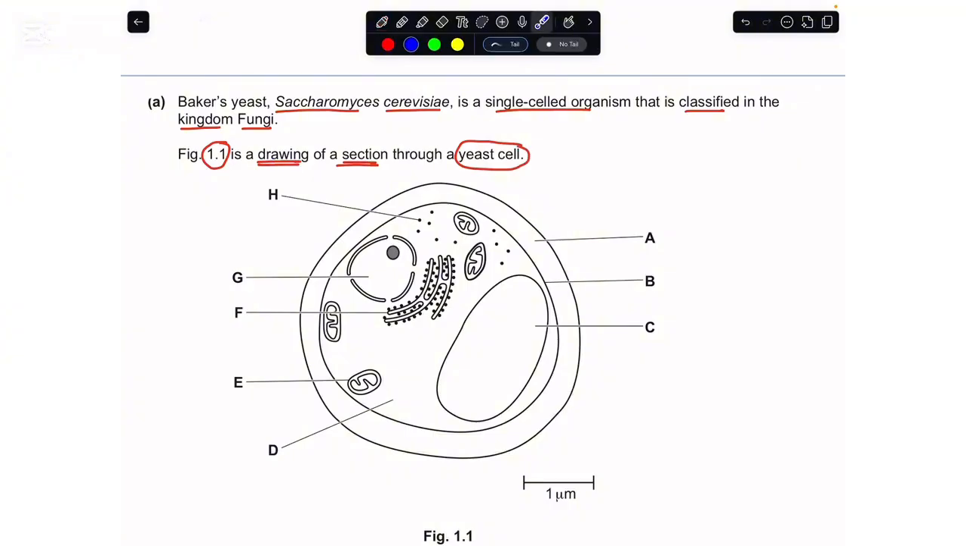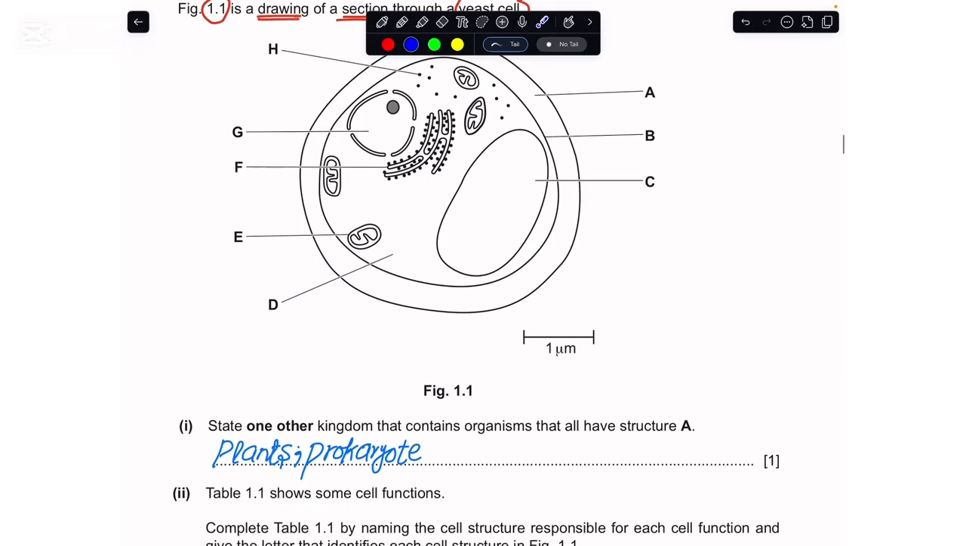So if I were to identify the structures, here comes the cell wall, here we have the cell membrane. The C is not the large permanent vacuole, but rather, for fungi, we refer to this as the sap vacuole. The H structure that we are given here, they are the ribosomes. The G that they have shown you here, this is the nucleus. The F that they have shown you, this is rough endoplasmic reticulum. If I talk about E, this is mitochondria. And if we think about D, this is actually the cytoplasm of the cell.